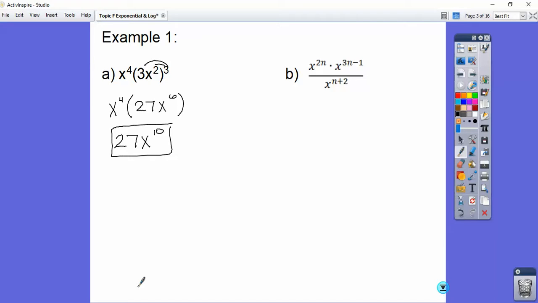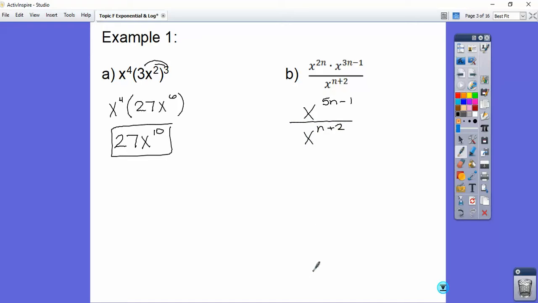Next one. Start on the numerator. If we are multiplying, what do we do with those exponents? Add them. So 2n plus 3n would give me a 5n minus 1 over x to the n plus 2.